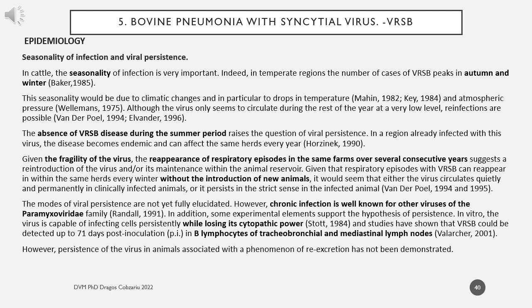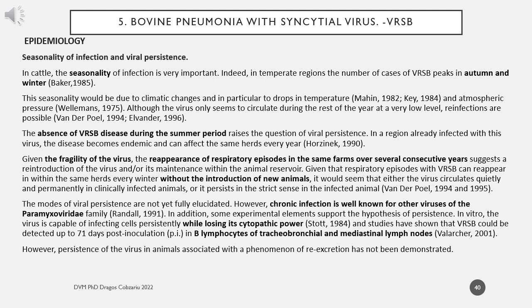Given that respiratory episodes with VRSB can reappear within the same herds every winter without the introduction of new animals, it would seem that either the virus circulates quietly and permanently in clinically infected animals, or it persists in the strict sense in the infected animal. The modes of viral persistence are not yet fully elucidated. However, chronic infection is well known for other viruses of the Paramyxoviridae family.